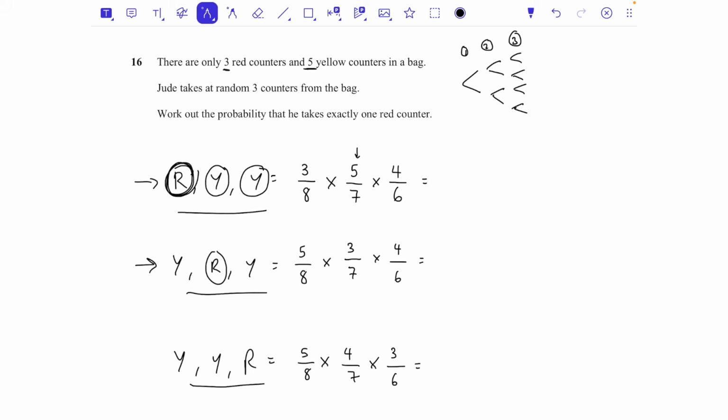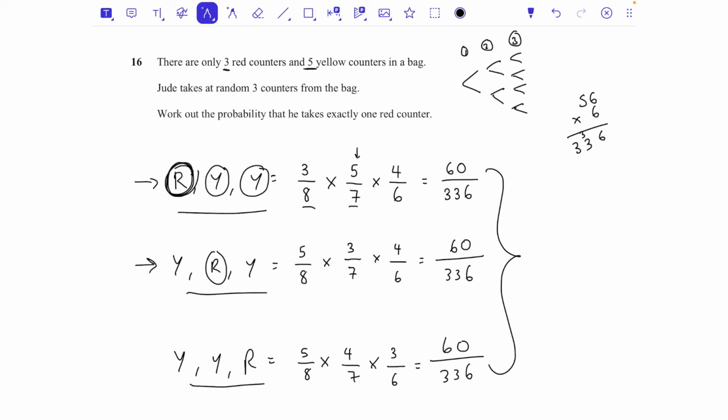So 3 times 5 is 15, times 4 is 60, and 8 times 7 times 6, now that's slightly trickier. 8 times 7 is 56, so I'm just going to do 56 times 6. This was a non-calculator paper, so 6 times 6 is 36, and 6 times 5 is 30, add the 3, so 336 is your denominator, and at least we only have to do that once for all of them because they've all got the same denominator. So then for the next one, 5 times 3 times 4, again, we're just going to get 60, and 5 times 4 times 3, again, we're going to get 60.